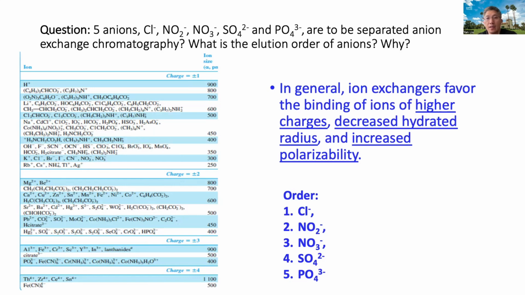Next step, the hydrated size. Unfortunately, chloride, nitrate, and nitrite have the same size, 300 picometers. As a result, the order cannot be determined yet. The polarizability must be compared. Chloride has the least number of electrons in the molecule. Therefore, it has the least polarizability and should be the first one to appear. Nitrate has more electrons than nitrite, therefore higher polarizability, and it should appear on the chromatogram after nitrite.